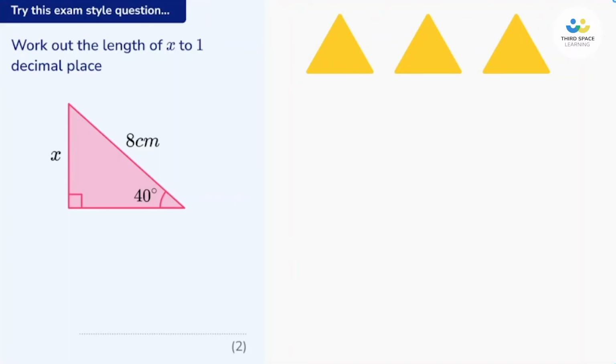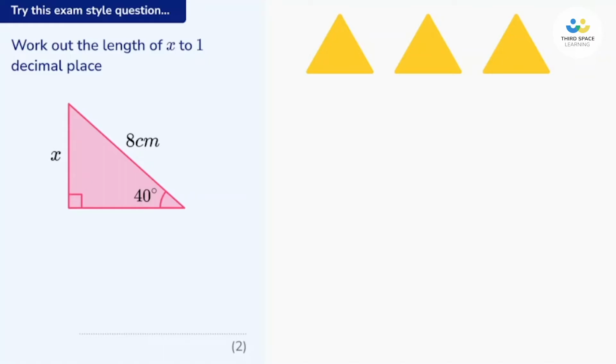Let's have a look now at how we can use labelling triangles and the SOHCAHTOA triangles to work out missing sides and angles in right angled triangles using trigonometry. The question says, work out the length of x to one decimal place. Well, we can see we have a right angled triangle here, and we've got a length of x and 8 and an angle of 40 degrees. Now, because we've got an angle and it's a right angled triangle, we can use trigonometry here to work out x. So let's start by labelling the sides of the triangle.